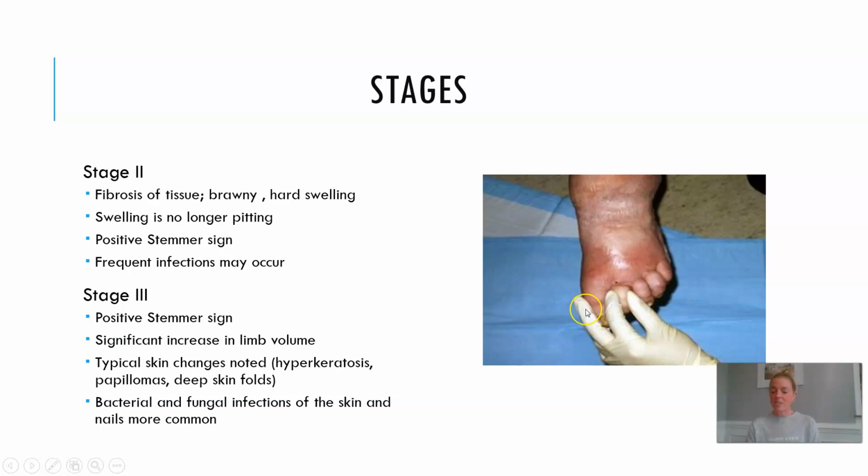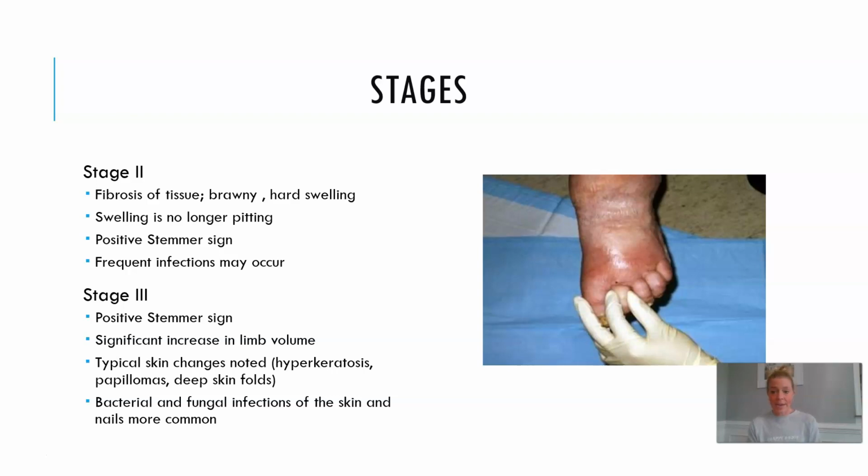So to go back to this picture, and there's a slide, I think it's the next slide or two, of what the Stemmer's sign is. What they're doing in this picture is for the lower extremity, they try to take a pinch of skin fold, or take a pinch of the skin there, right at the base of the second toe. For the upper extremity, they'll take it on the knuckle of the middle finger. So if you can actually lift up a piece of skin, that's a negative test. If you can't, because there's so much swelling there, that is a positive Stemmer's sign, and that is again a sign of some more advanced lymphedema.